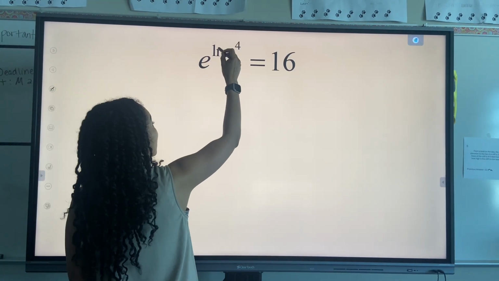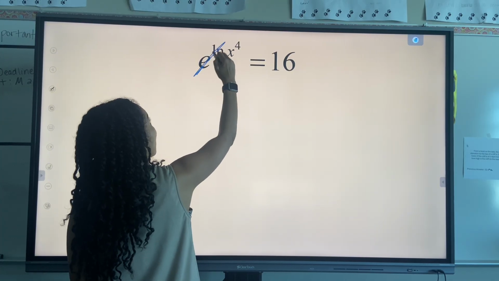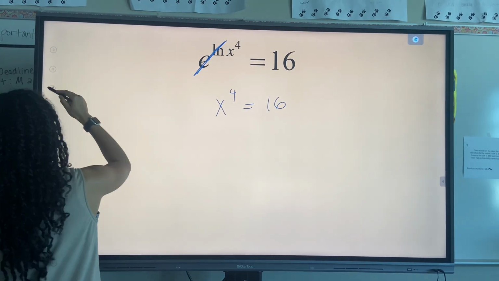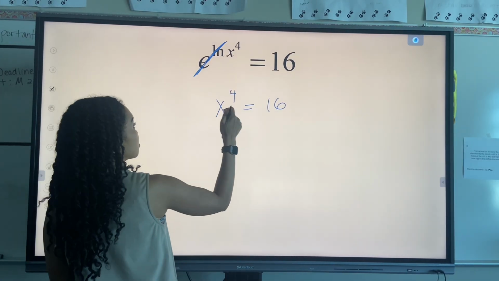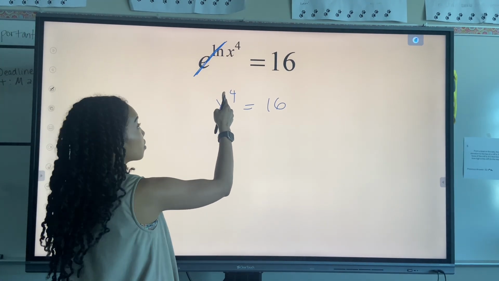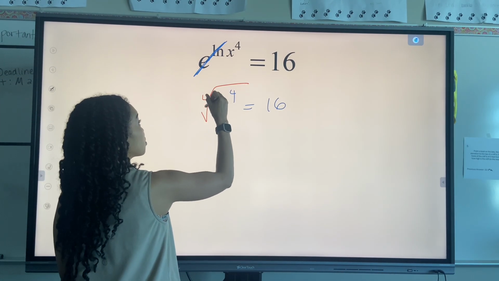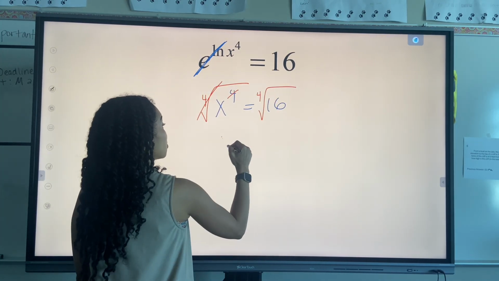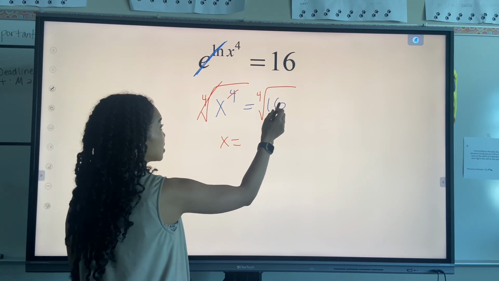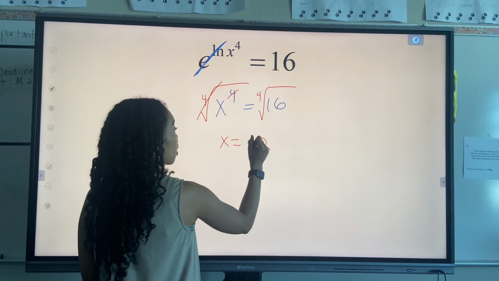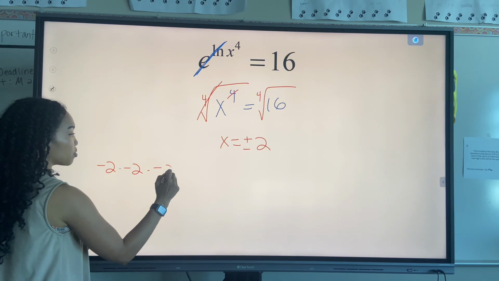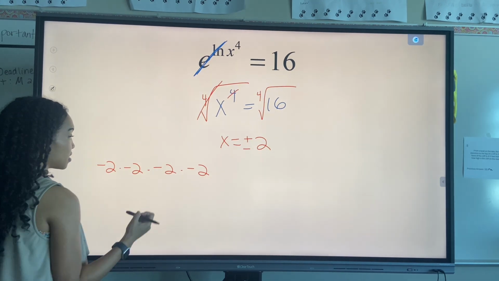So e in a natural log, those cancel out. So you're left with x to the 4th equals 16. Now you just want to get rid of this 4th, so you're going to take the 4th root, and those cancel out. You have to take the 4th root of this side. So guys, what is the 4th root of 16? 2, but also a -2. Because -2 4 times will also give you a positive 16.